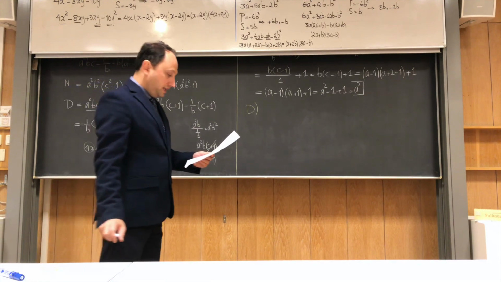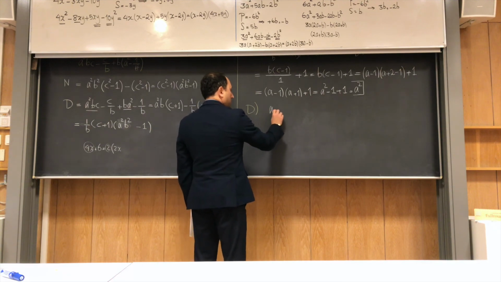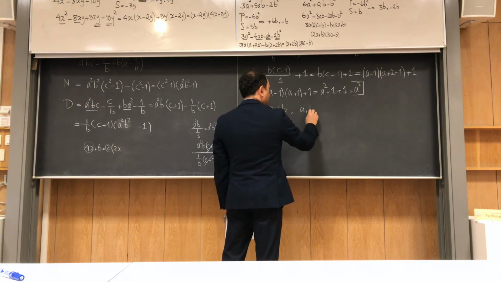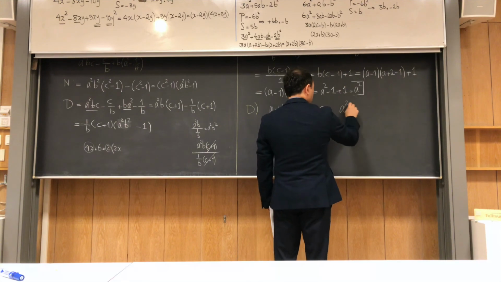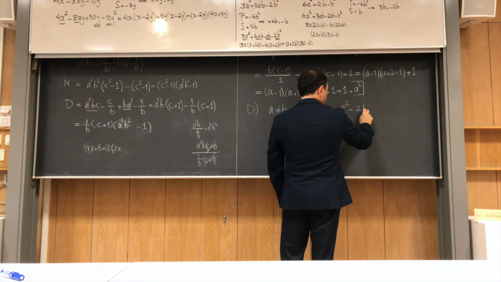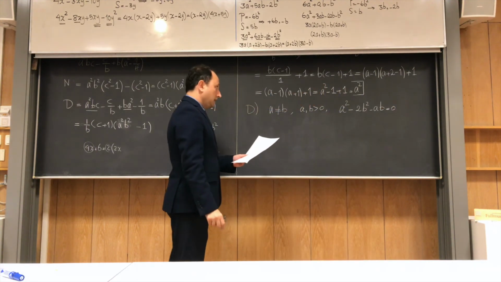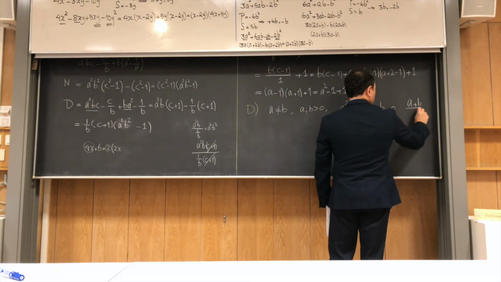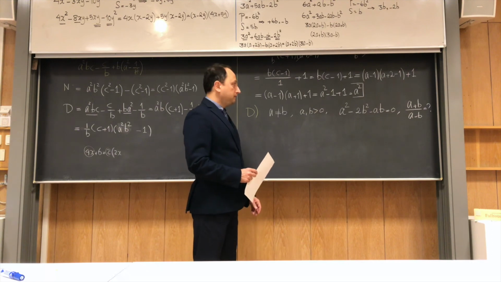Let a and b be two distinct positive real numbers. So a and b are not the same, they are distinct, they are positive. And above that, we have this relation: a squared minus 2b squared minus ab is equal to 0. And then I am supposed to find the exact value of this fraction. That is the question mark. We want to solve this problem now.